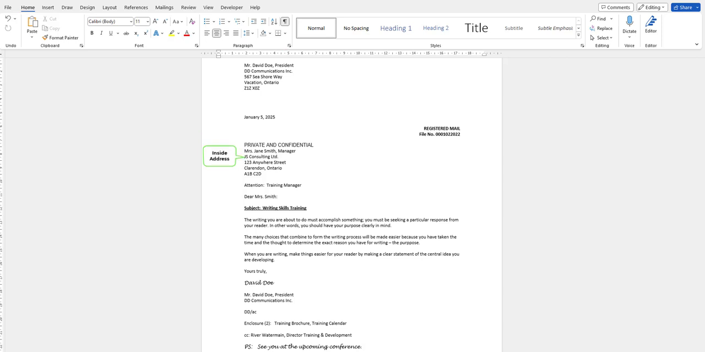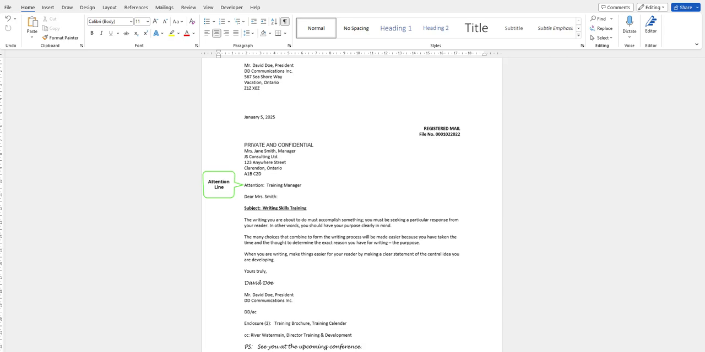The next part of the letter is the inside address. This is the address of the person to whom the letter is being sent. It includes their title, full name, business title, company name, and full address. It goes 3 to 4 lines below the date line.